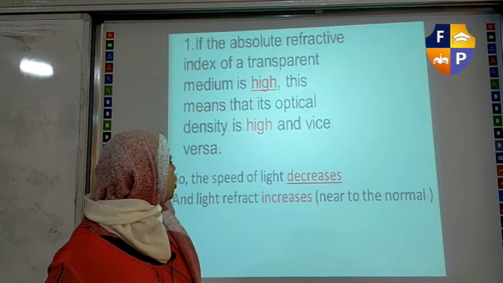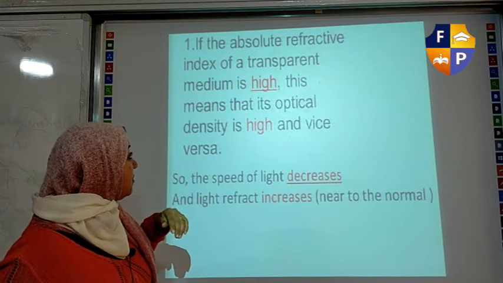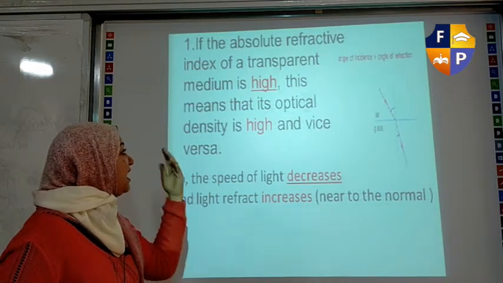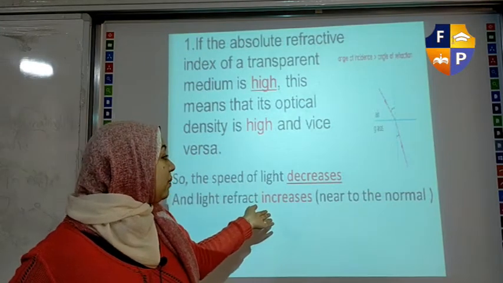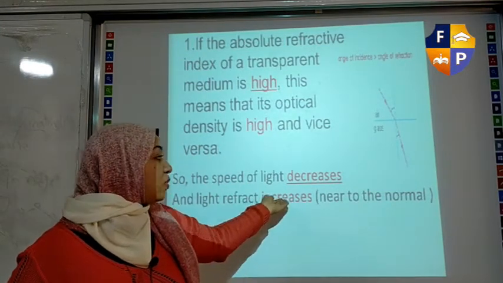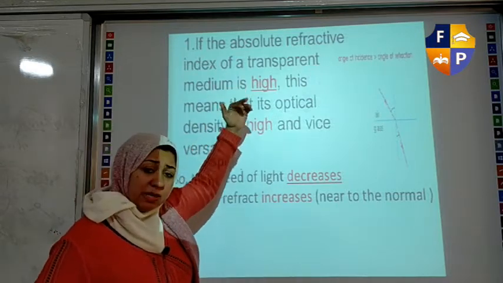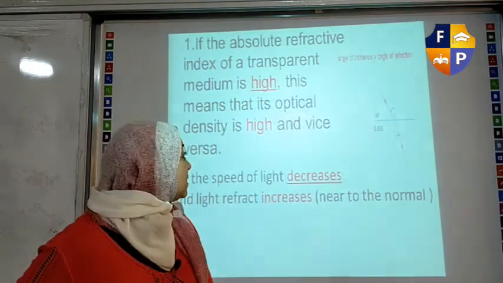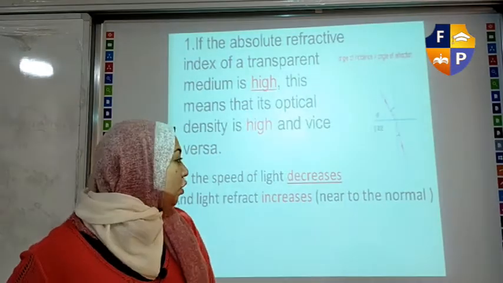Let's continue. If the absolute refractive index of a transparent medium is high, this means that it has a high optical density. Also, the speed of the light will decrease and the light refraction will increase. So, we have a direct relationship between the absolute refractive index and the optical density, and an inverse relation with the speed of the light.